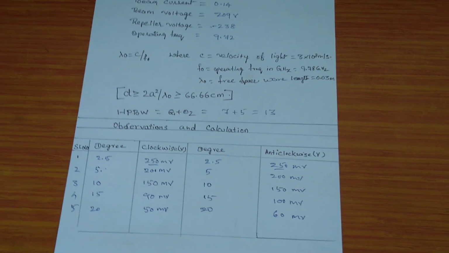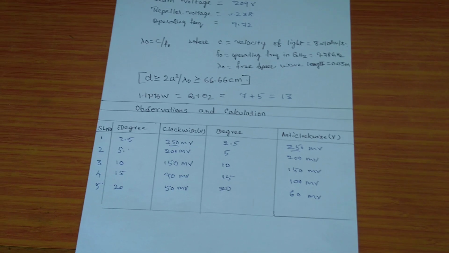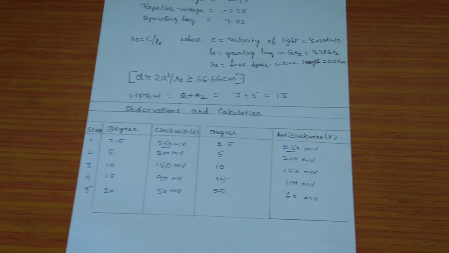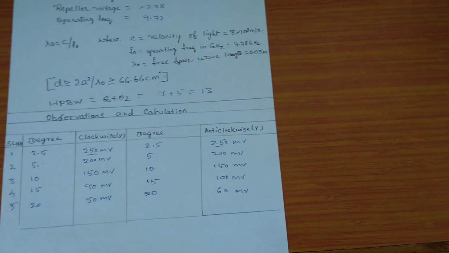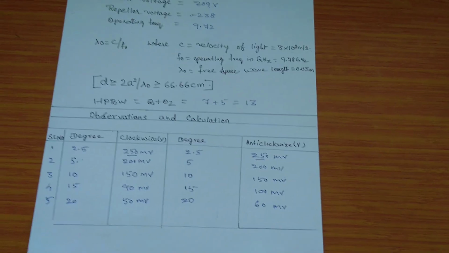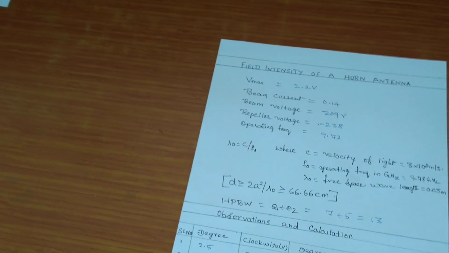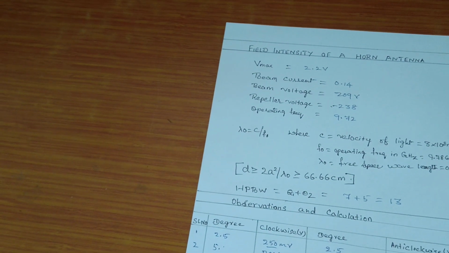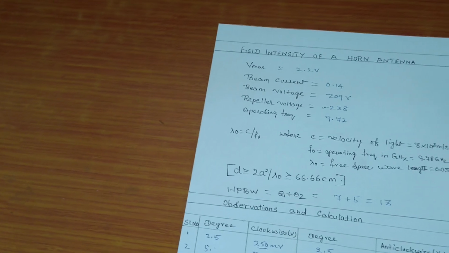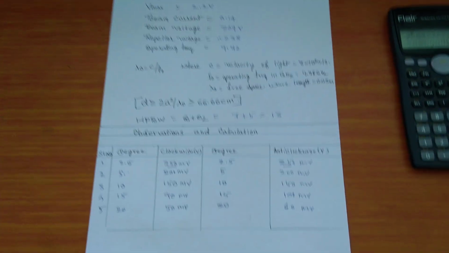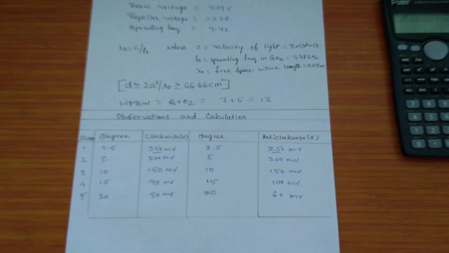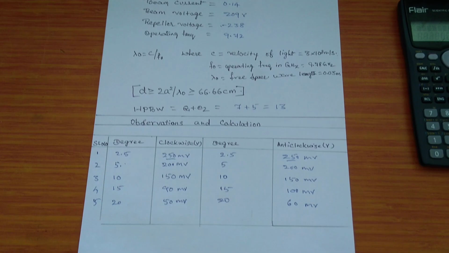Take 1 by root 2, or 0.707, into 250 millivolts. So that is the 3 dB value we have to find for 250 millivolts. 250 into 0.707 is equal to 176 millivolts, which we should get. For that particular 176 millivolts, whichever angle you get 176 millivolts, that is your theta 1.